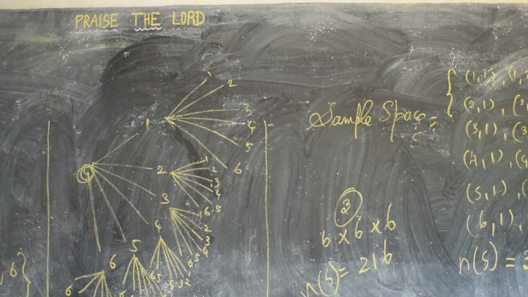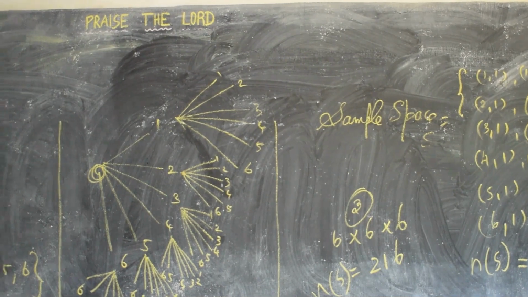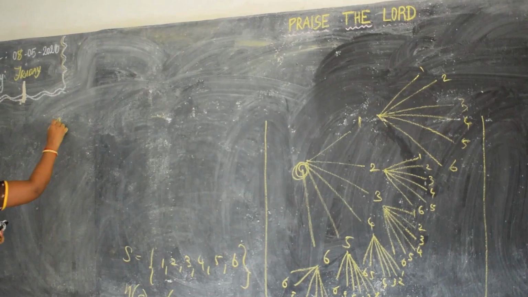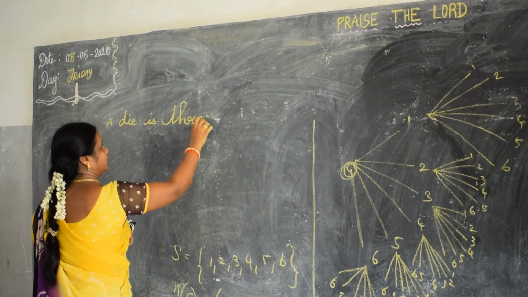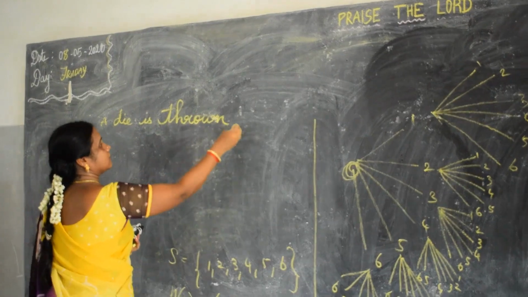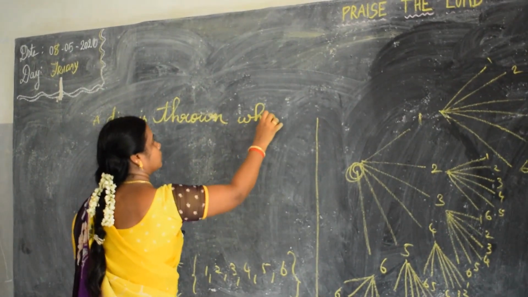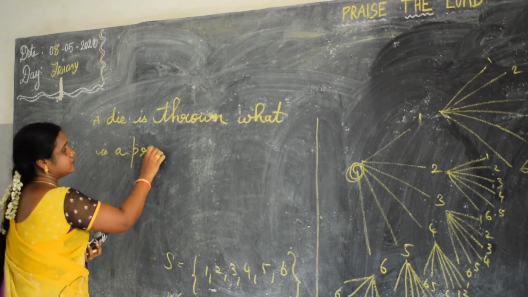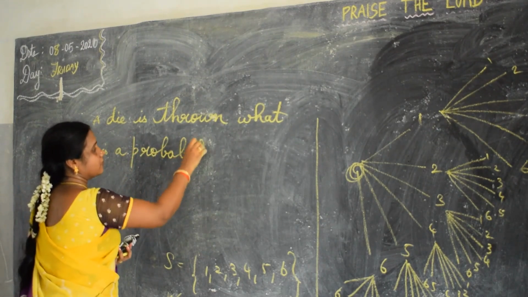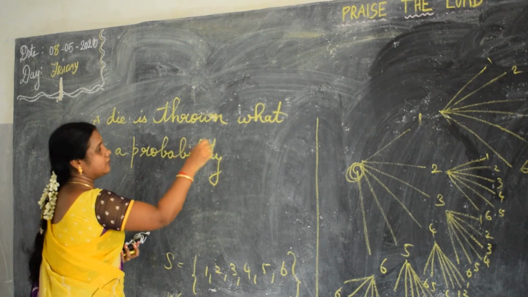See here. If you roll a single die, a die is thrown. What is the probability of getting even number?